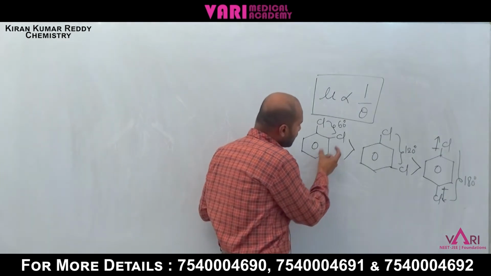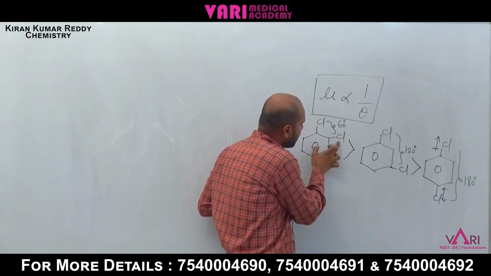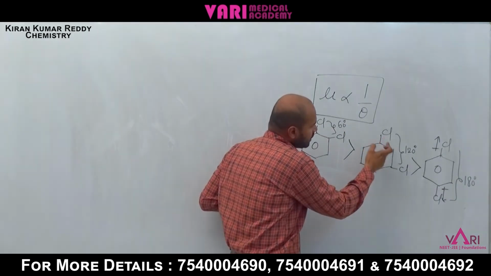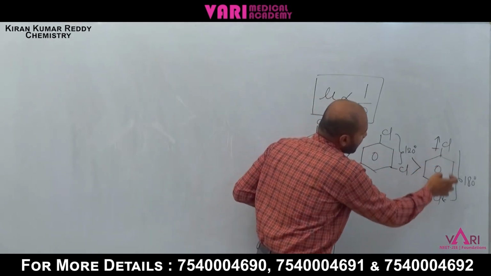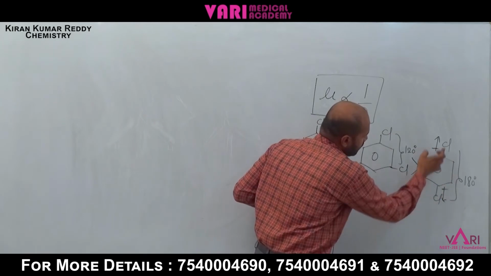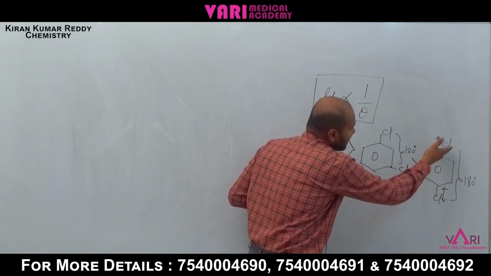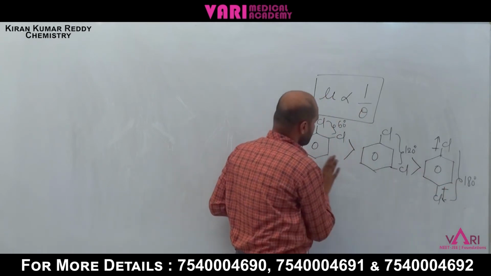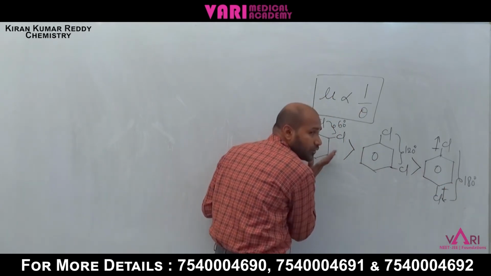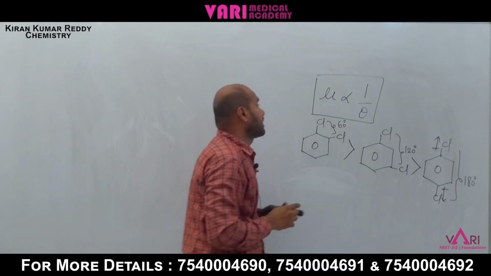Now theta value 60 for this one, 1,2 dichlorobenzene. 1,3 dichlorobenzene. 1,4 dichlorobenzene. At the 1 and 4 positions, opposite vectors cancel at 180 degrees, so mu is 0. Which one has more dipole moment? 1,2 dichlorobenzene. Remember this one.